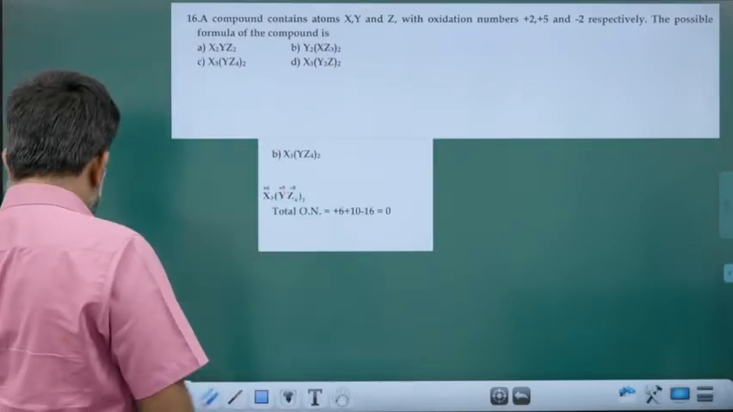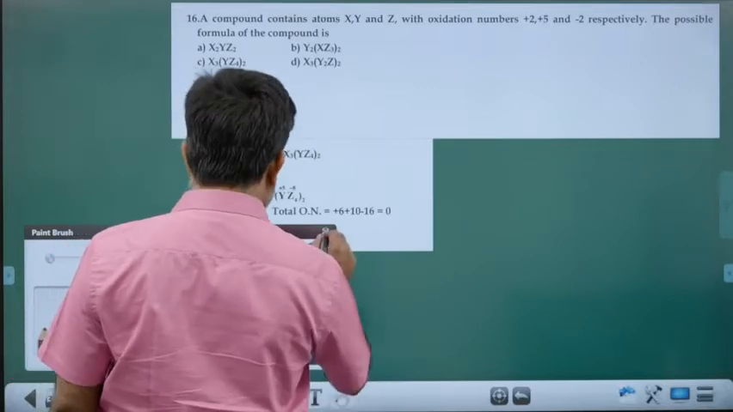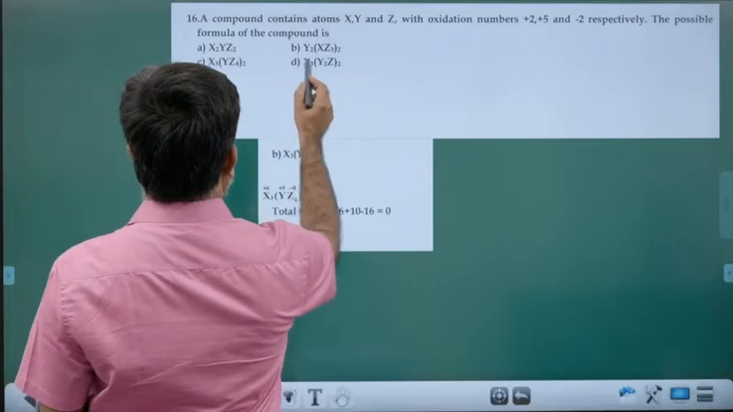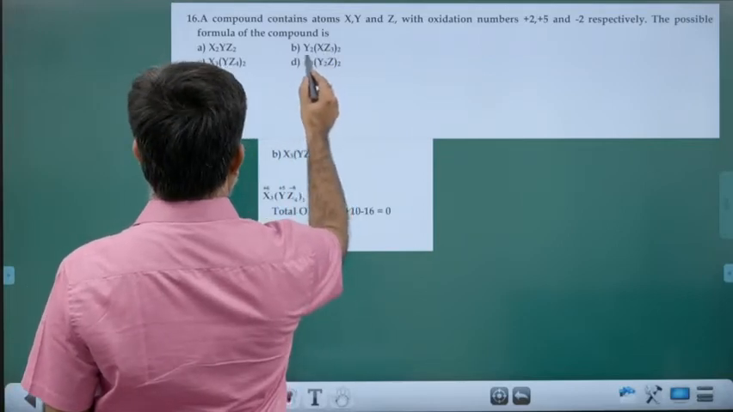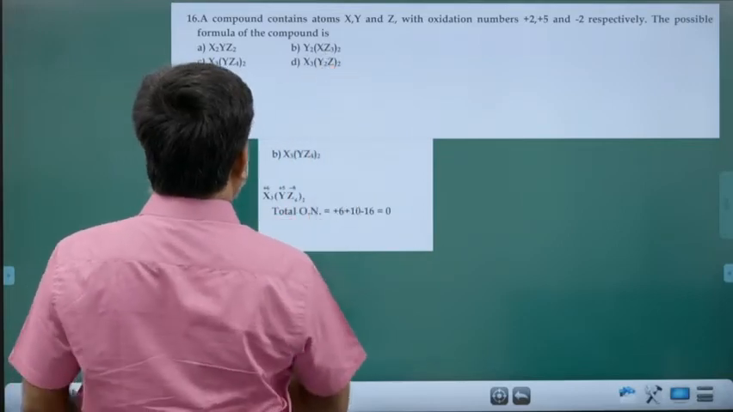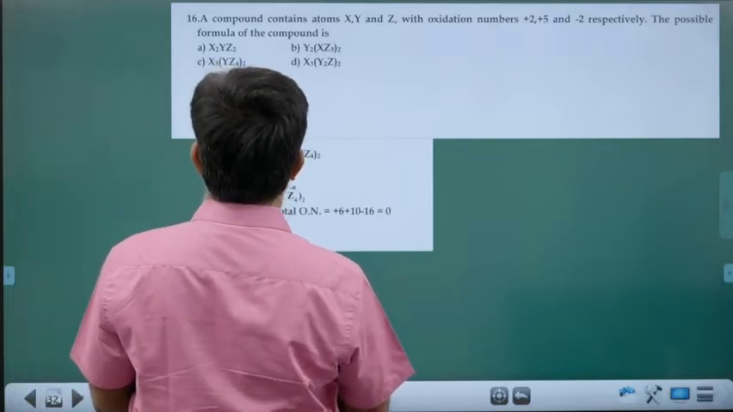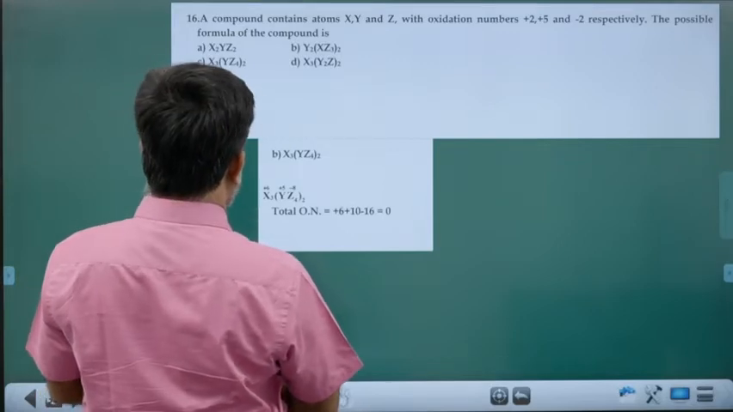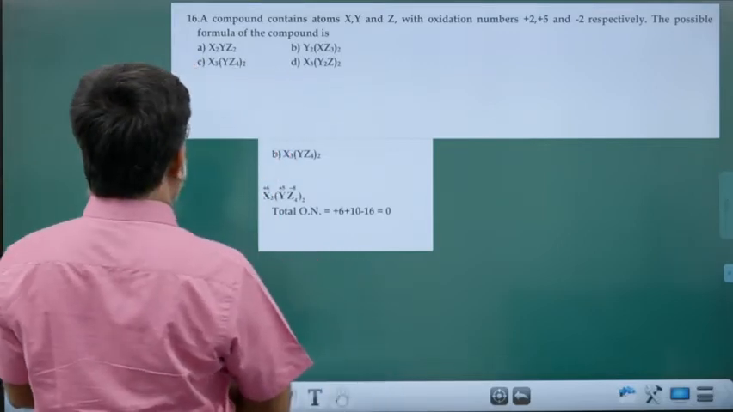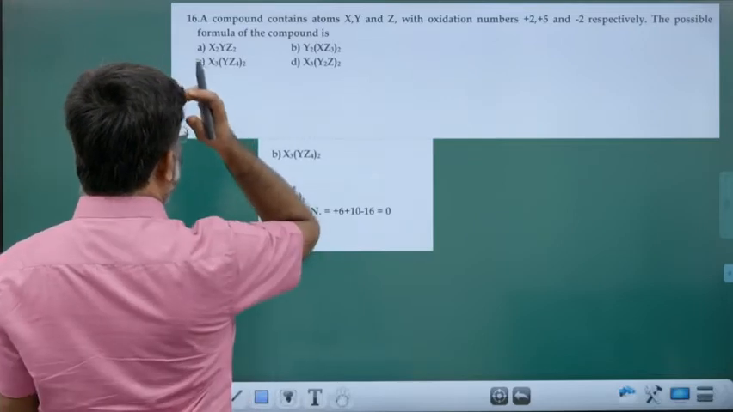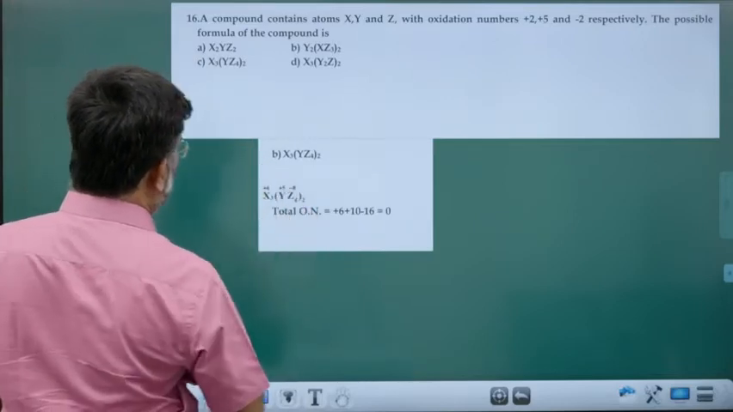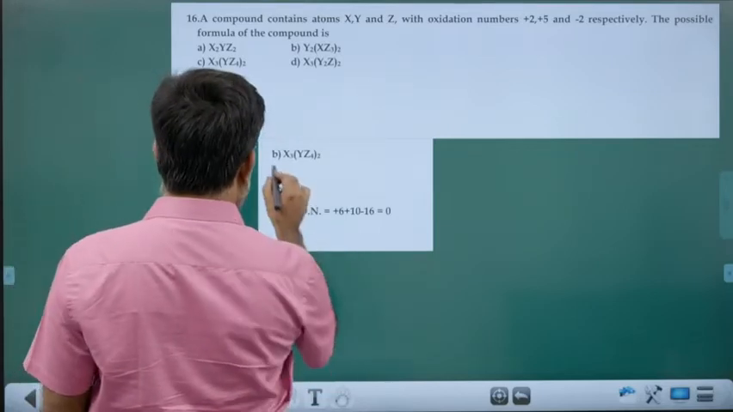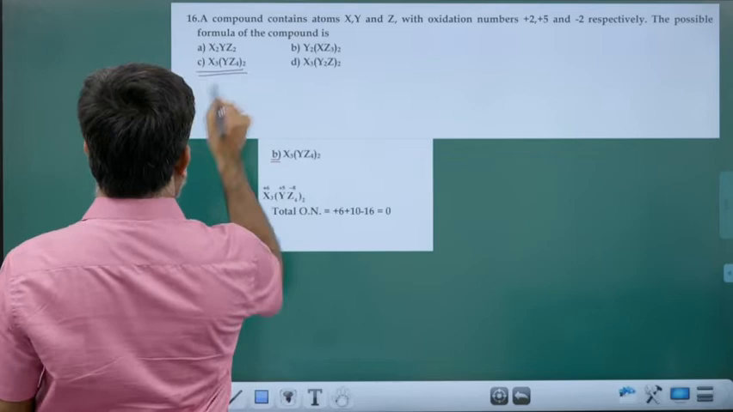Option B is given as the correct answer. Let us examine. Option B, X2... sorry, it is not option B, I believe. It is option C, I think. Option C, X3YZ4. Maybe option B was wrongly printed. This is the answer, I believe.